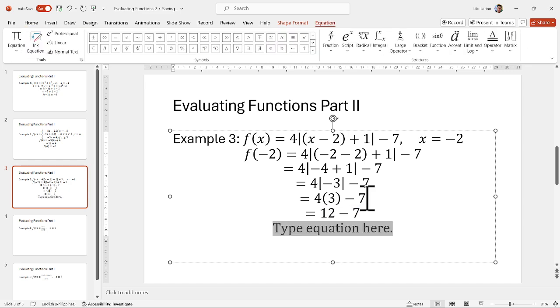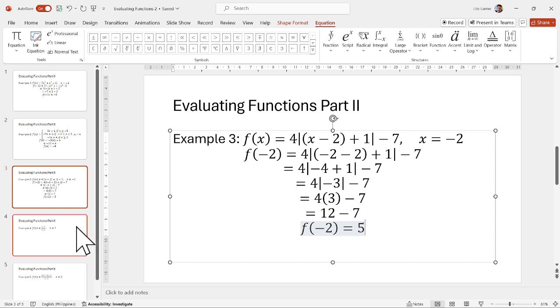And this is equal to, we have now f of negative 2 is equal to 5. Thus, the value of our absolute value function when x is negative 2 is positive 5. Did you get it right?